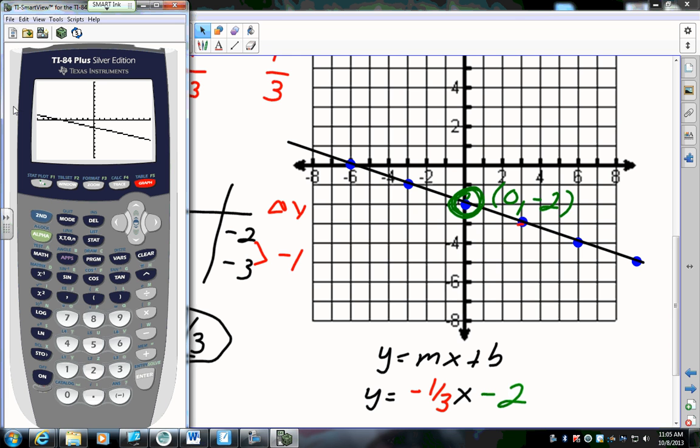It's decreasing. Now look at this. My line is decreasing. It is going down. What do you notice about my slope? My slope is negative. When the line is decreasing, your slope is going to be negative.